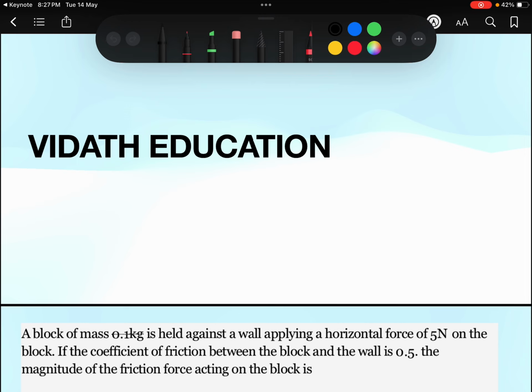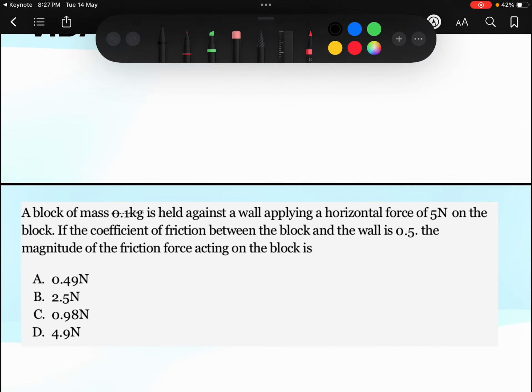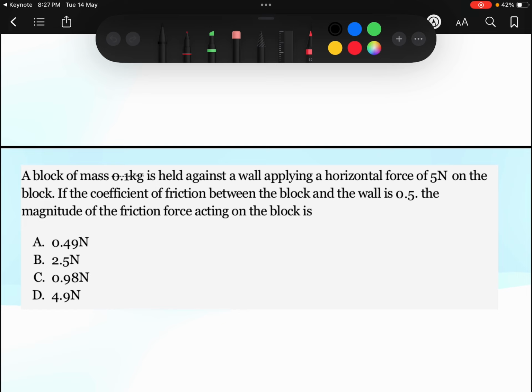So here is another question from IIT JEE PYQ. The question is from the friction chapter. Here is the question. A block of mass 0.1 kg is held against a wall applying a force of 5 Newton on the block. If the coefficient of friction between the block and the wall is 0.5, find the magnitude of the friction force acting on the block.